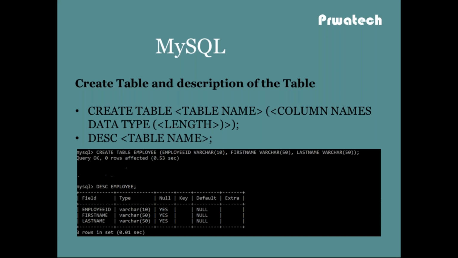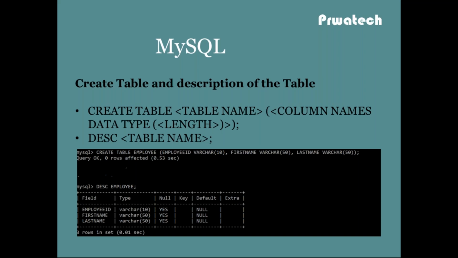Now I end the syntax with a semicolon and hit the enter button, and it shows that the query has been executed and the table with the column names and the data type has been created. Now if you want to check what kind of table along with the names we have created, we need to put this command: DESC table name. Here we have put DESC employee, that is the name of our table, followed by a semicolon.